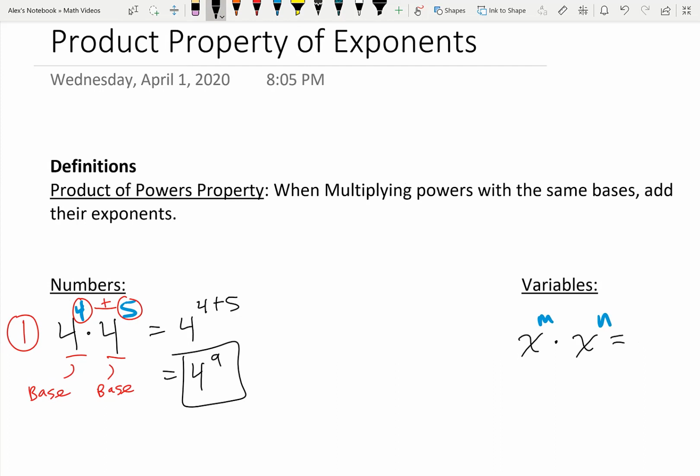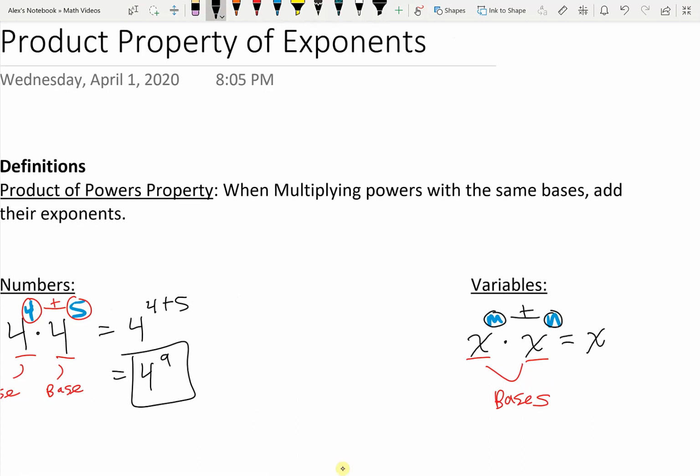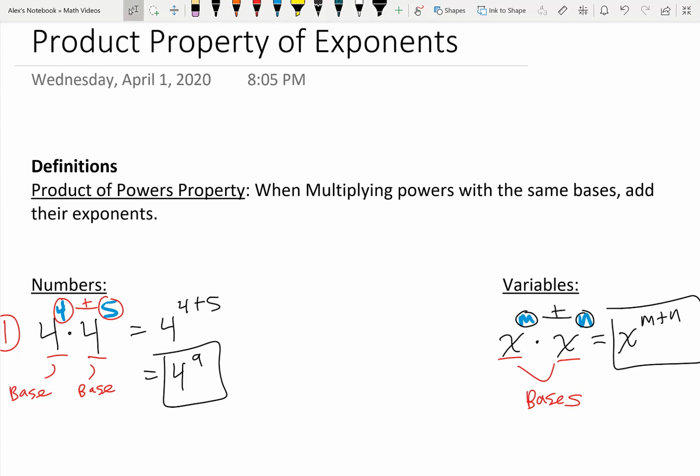Now, this product rule applies to variables as well. Let's look at something that has variables. We have x to the m times x to the n. We have the same base. Again, these two are the bases. We have the same bases and different exponents. What do we do with these exponents? All we do is we take them and we add them. So we get x to the m plus n. And that's it. Since we don't know what any of those three variables are, we can just stop there and say the answer is x to the power of m plus n.